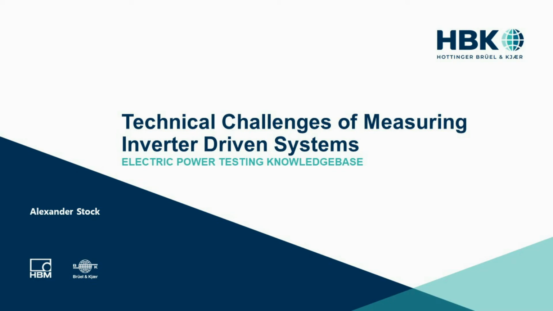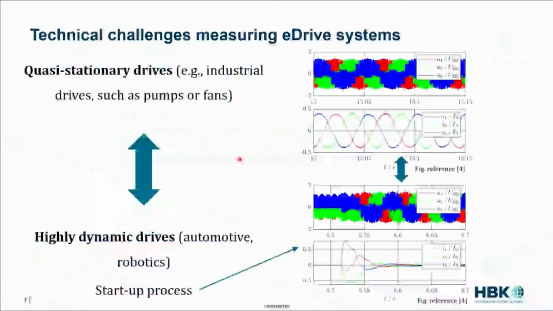I want to show you another challenge, and therefore I distinguish between two different types of electric drives. On the one hand side, we have often quasi-stationary drives, which are operated, as the name says, most of the time in steady-state operating points. This is the case if we think about typical industrial applications such as pumps or fans, for example.